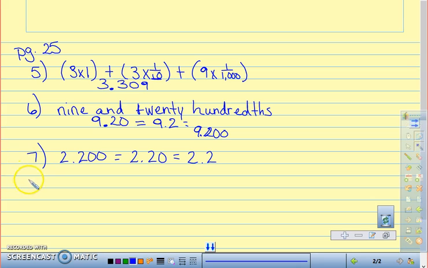Look at number 10. I have 4 and 200ths, which is equal to 4 and 2,000ths, which is equal to 4 and 200ths, which is equal to 4 and 2 tenths. I could add zeros on this forever. I could make it 4 and 2 millionths. It would still have the same value in the 10th spot.